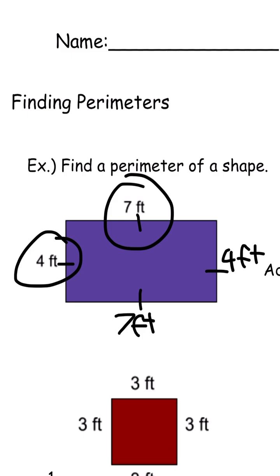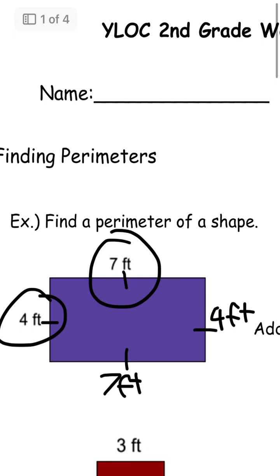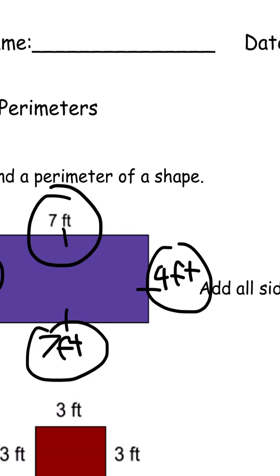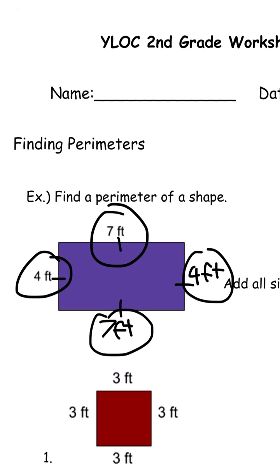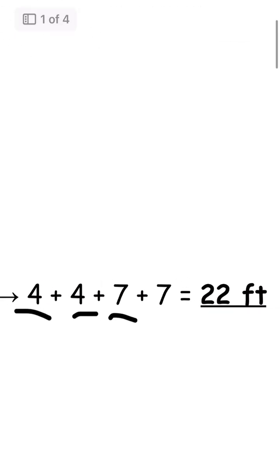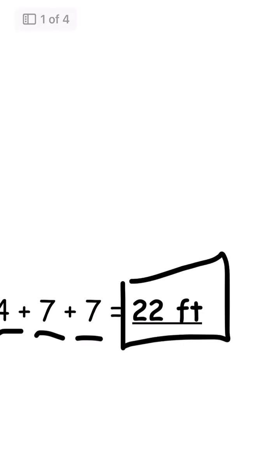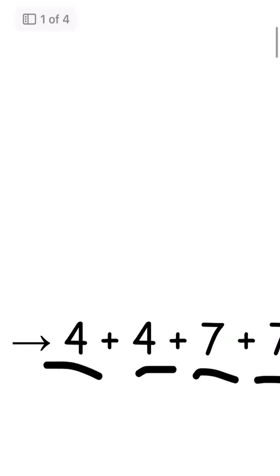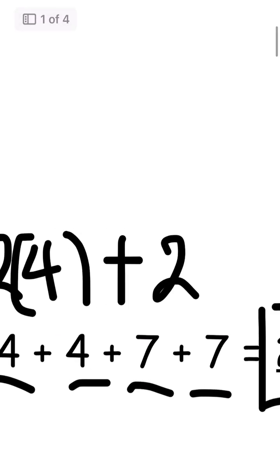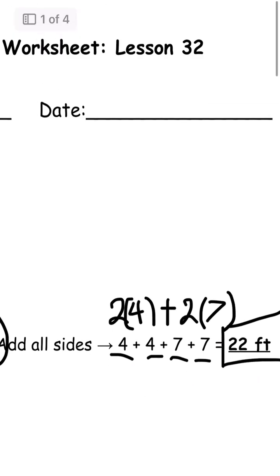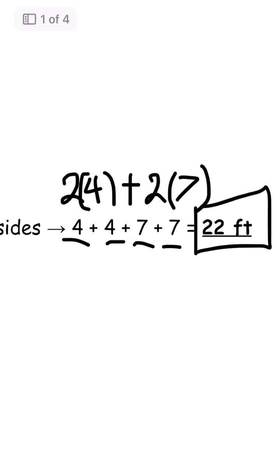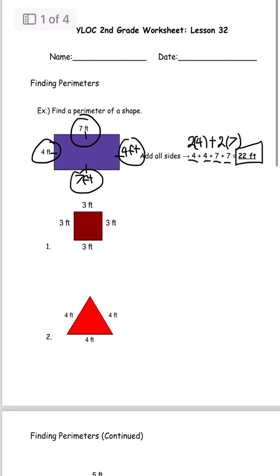Okay, and also let's learn how to find the perimeter. So in order to find the perimeter, you have to add all the sides. So, which means that we have to add 2 7s and 2 4s. So it's going to be 4 plus 4 plus 7 plus 7, which is 22 feet. You can also just write 2 times 4 plus 2 times 7, right? You can also do that, but this might be easier. Okay, so it's 22 feet for the answer.